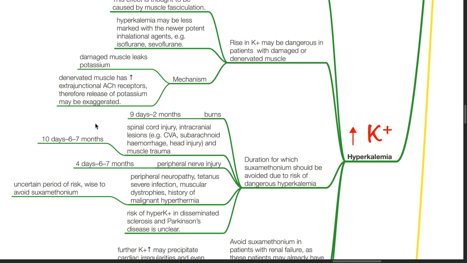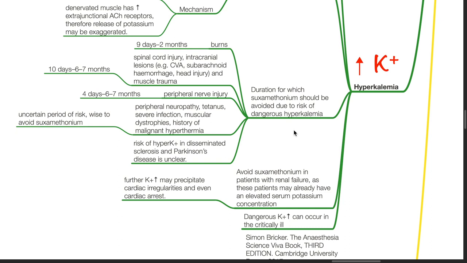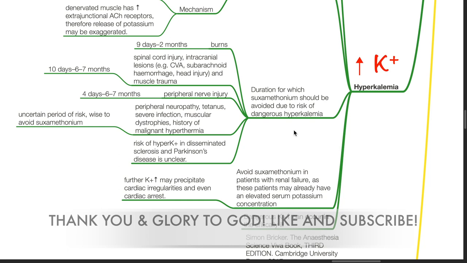Suxamethonium should not be used 4 days to 7 months after peripheral nerve injury. For patients with peripheral neuropathy, tetanus, severe infection, muscular dystrophy, and history of malignant hyperthermia, the period of risk is uncertain. It is wise to avoid suxamethonium in these patients. The risk of hyperkalemia in disseminated sclerosis and Parkinson's disease is unclear. Avoid succinylcholine in patients with renal failure, as these patients may already have an elevated serum potassium. Dangerous hyperkalemia can occur in the critically ill as well.